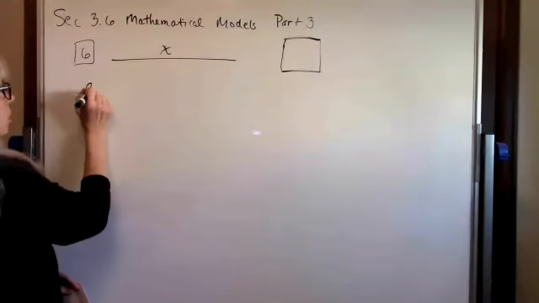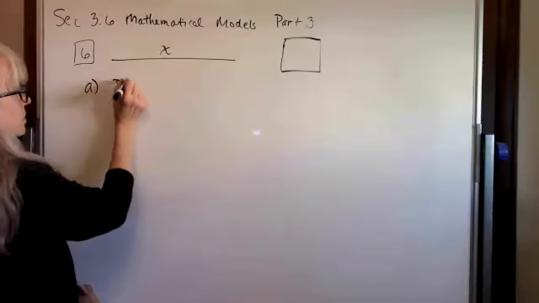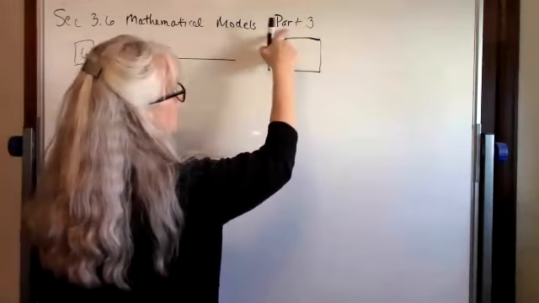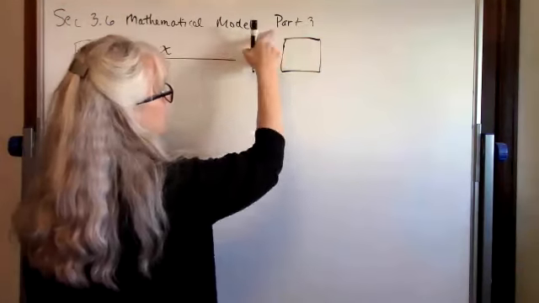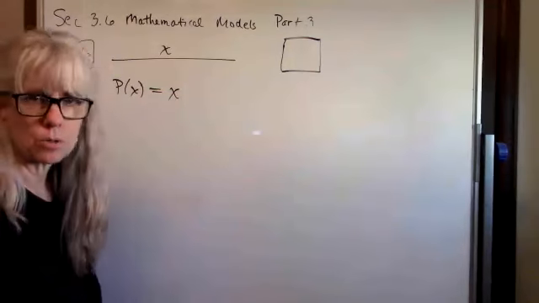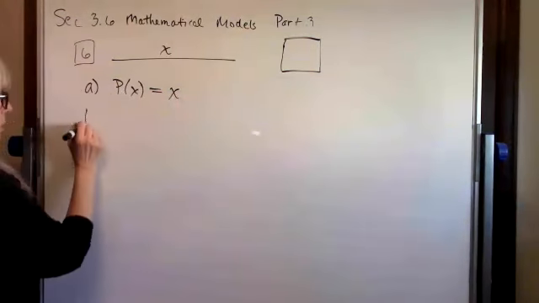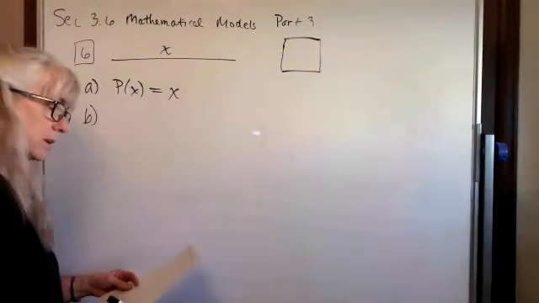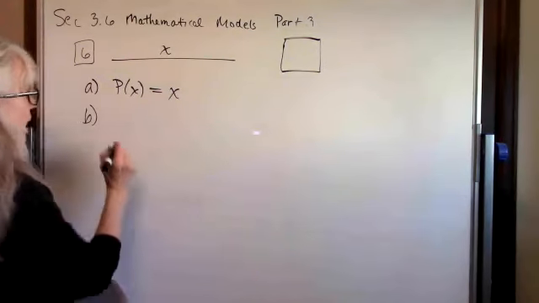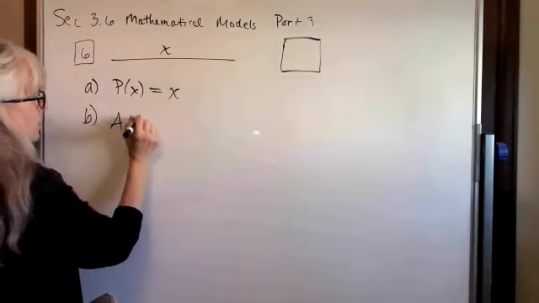Well, hopefully this one makes perfect sense to you. So in other words, if I take that entire piece of wire and bend it into this shape, haven't I basically used up the x? So the perimeter is just x. That was pretty straightforward. Part B is the harder part. Part B says, okay, what I need to do now is express the area of the square as a function of x.